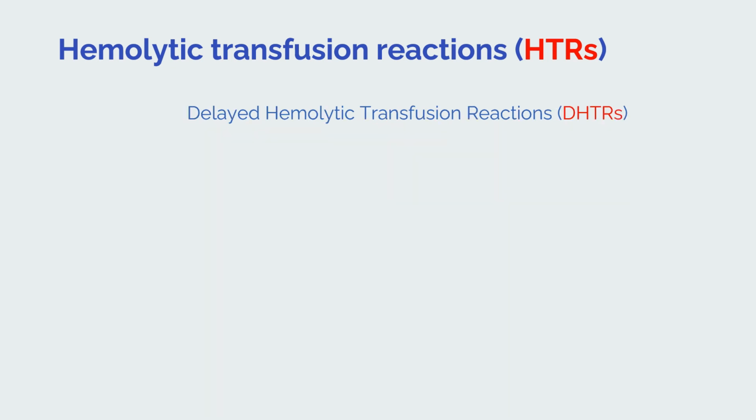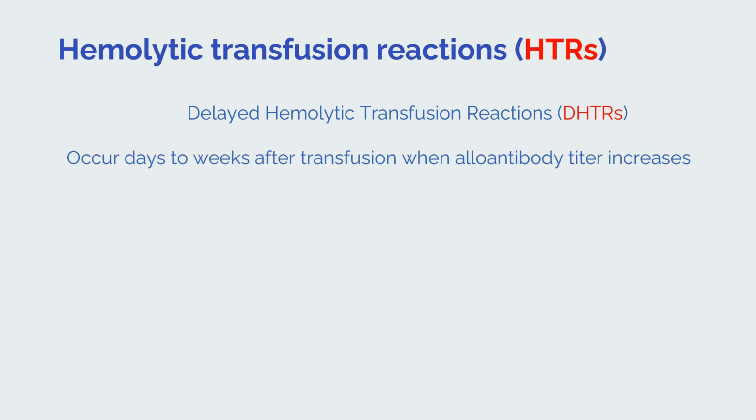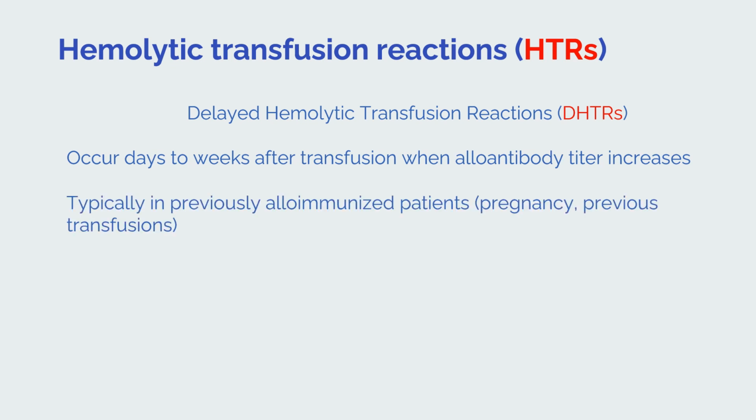Now, let's move on to delayed hemolytic transfusion reactions, DHTRs. These reactions can occur days to weeks after a transfusion, often when the titer of alloantibodies increases. DHTRs typically happen in patients who have been previously alloimmunized through pregnancy or previous transfusions, although the antibody titer may have been below the level of serologic detection at the time of the transfusion. Upon subsequent exposure to the antigen, the antibody titer increases, resulting in an amnestic response.